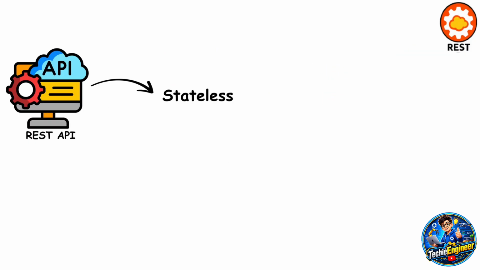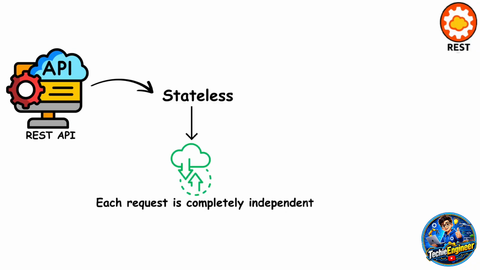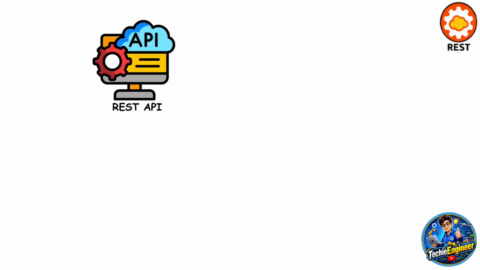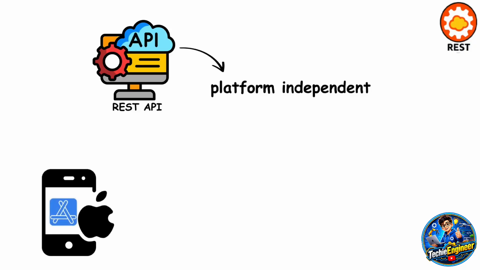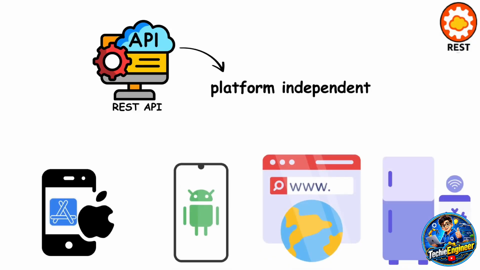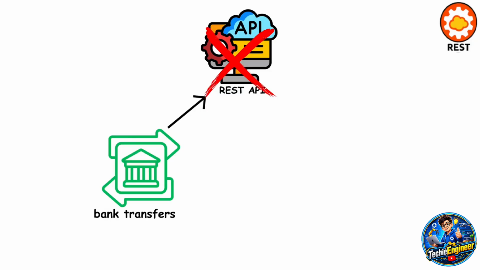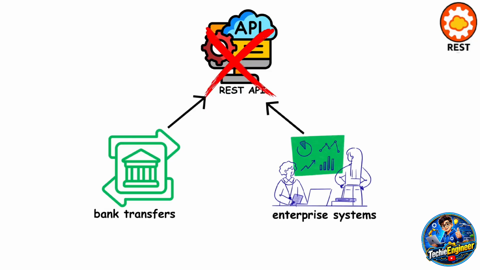REST is stateless, meaning each request is completely independent. The server doesn't remember your previous requests, which means it can handle millions of users without getting confused about who asked for what. REST is also platform independent. Your iPhone app, Android app, web app, and even your smart fridge can all talk to the same REST API. But REST isn't formal enough for your bank transfers and enterprise systems.